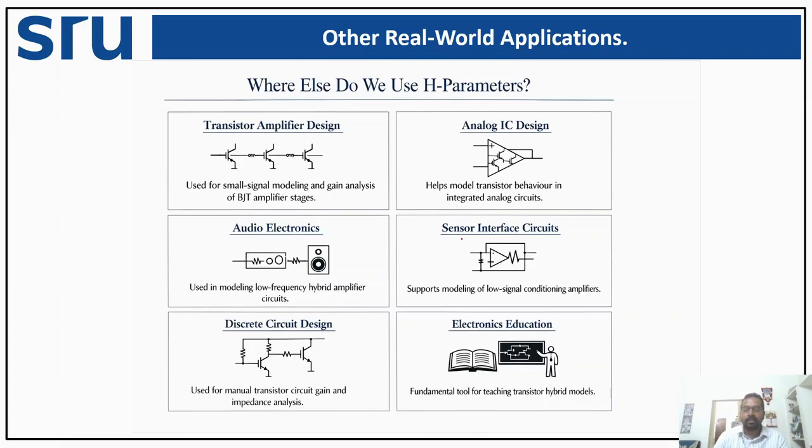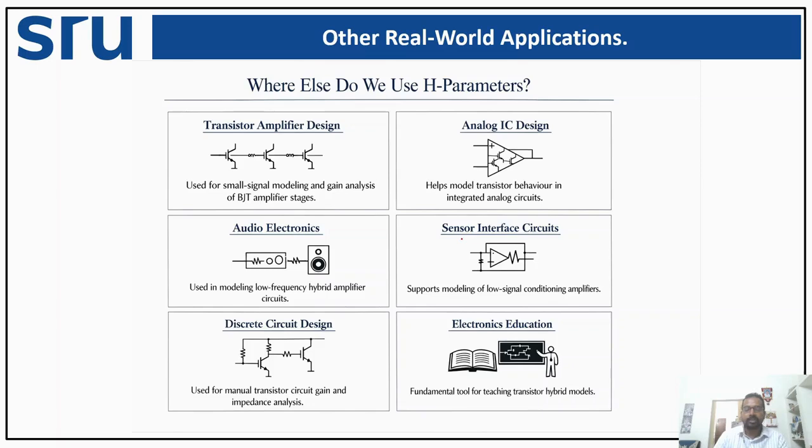The next application we have here is sensor interface circuits. Biomedical and industrial sensors produce extremely small signals. So H parameter modeling helps in designing signal conditioning amplifiers, low noise amplification stages, and precision measurement circuits. This is critical in instrumentation engineering.